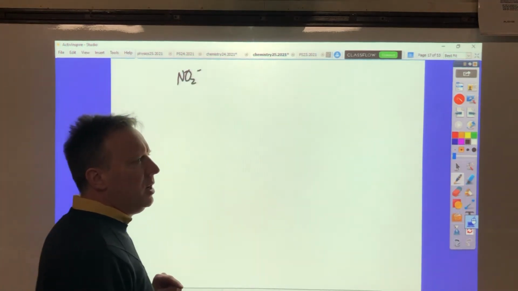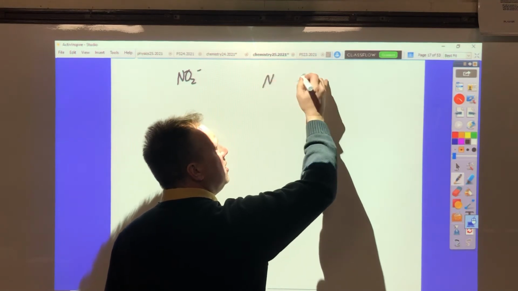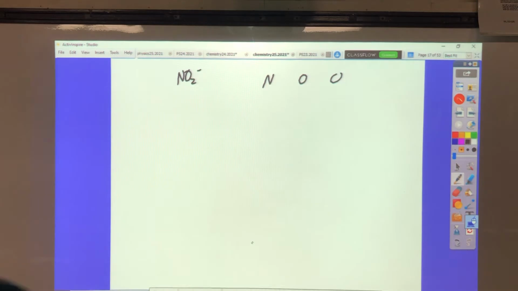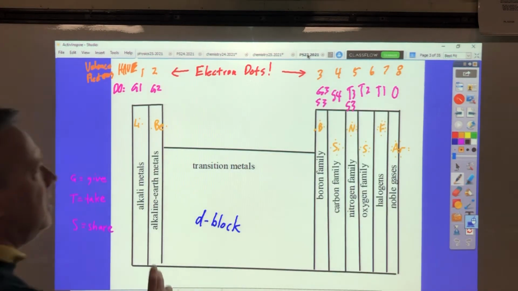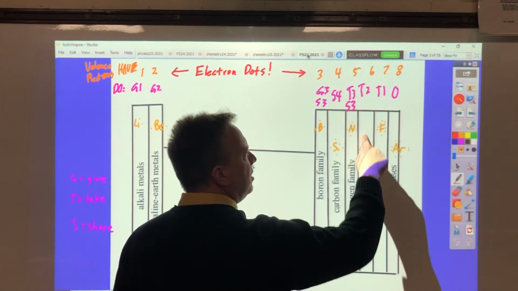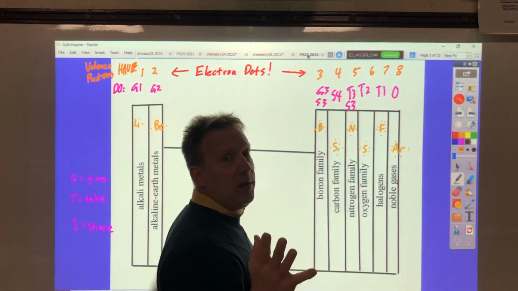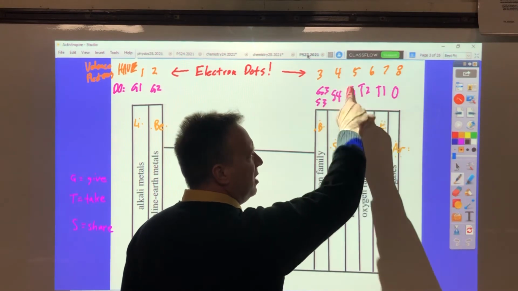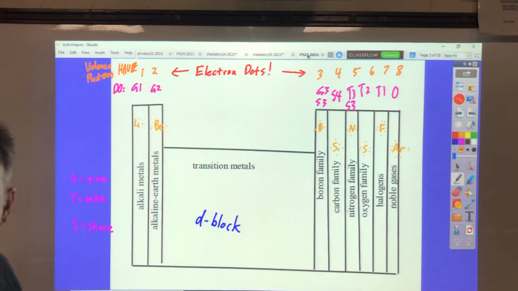Okay, the next one was nitrite ion, NO2 minus. This has a charge, so we got to do something different. So we have to make a listing of the atoms: nitrogen, oxygen, oxygen. Then you got to know what families they're in. So nitrogen is here, takes 5, has 5 valence electrons. Oxygen is here, or I'm sorry, nitrogen is here, takes 3. We don't care about that. It has 5, so it's got 5 valence electrons, 5 dots. Oxygen is here, has 6 valence electrons, so we need 6 dots.